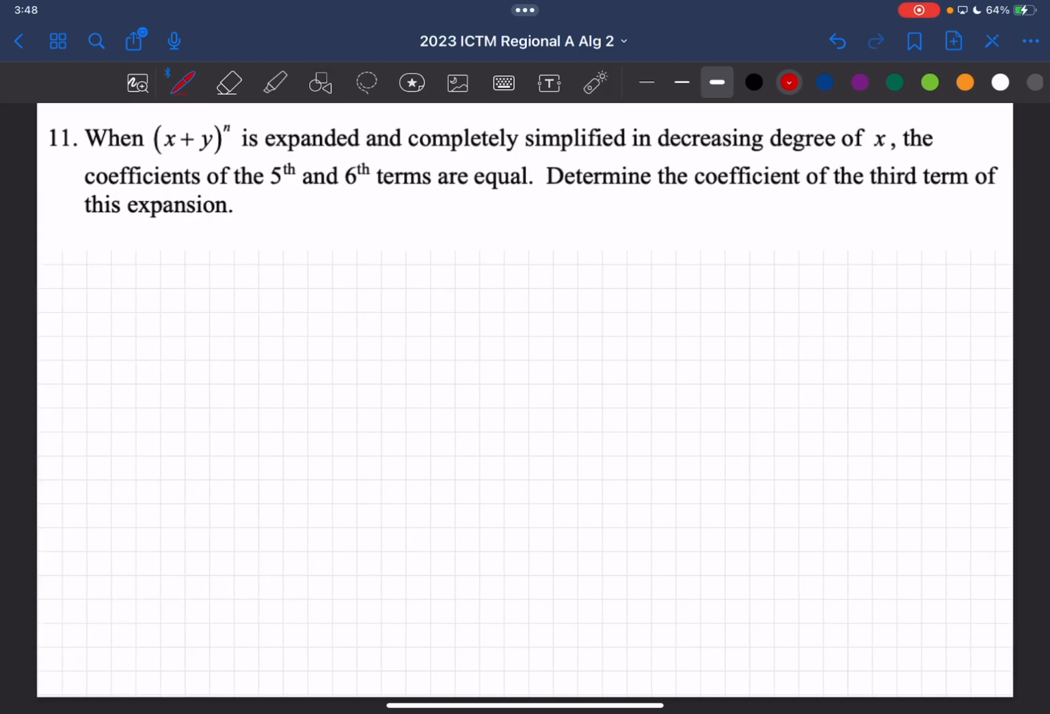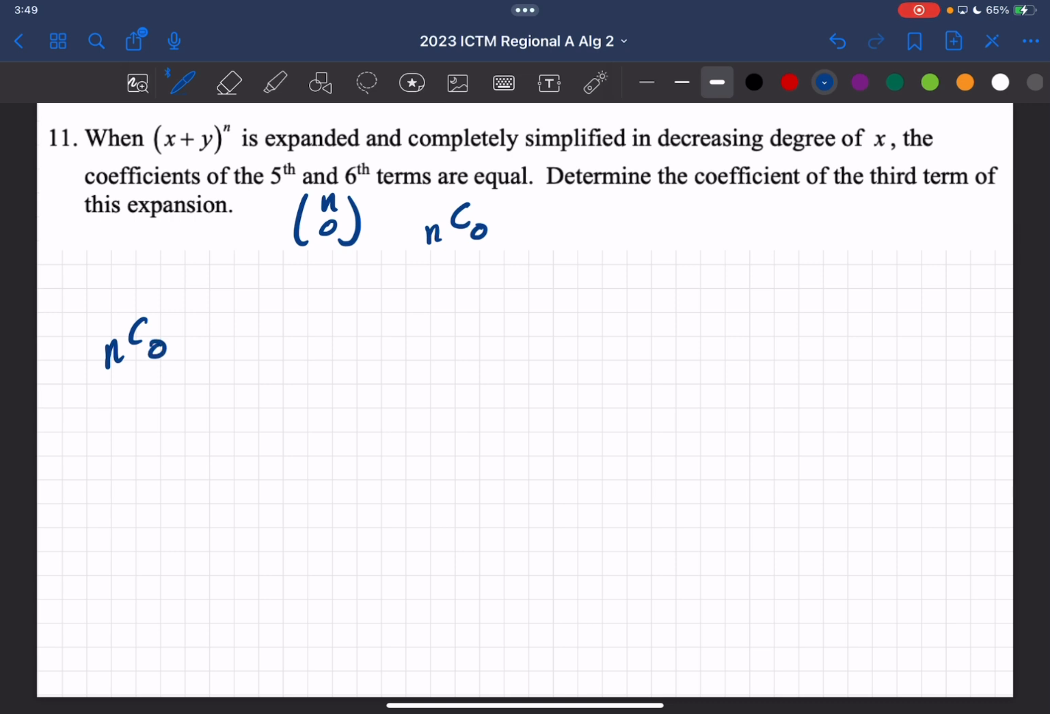Number 11. When x plus y to the nth is expanded and completely simplified in decreasing order, the coefficients of the fifth and sixth terms are equal. So we want to determine the third term of this expansion. This is involving the binomial theorem. Some people are going to write it as n over 0 like that, and some people are going to write it with combination notation. It works the same either way.